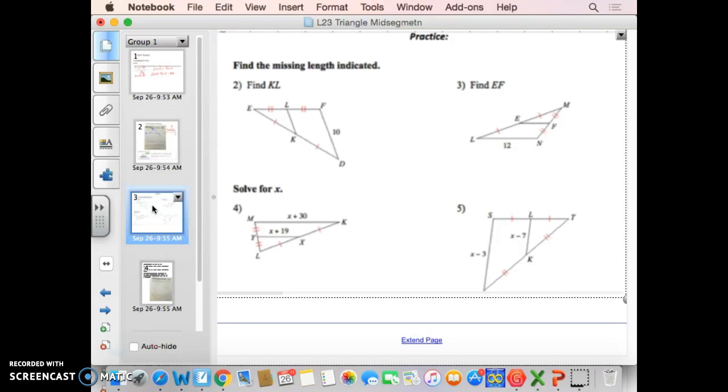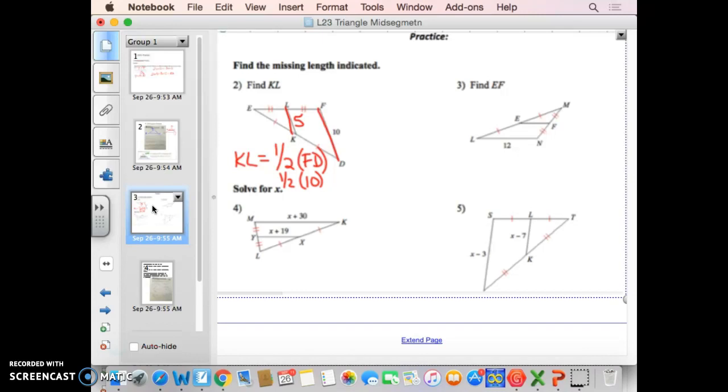So if we want to find KL, KL is this segment right here. That is our mid-segment. And so what do we know about KL? Well, KL is going to equal 1/2 of the long side down here that it's parallel to. So it's going to be 1/2 of FD. So if we know FD is 10, KL is going to equal 1/2 of 10. So we know that KL is in fact 5.